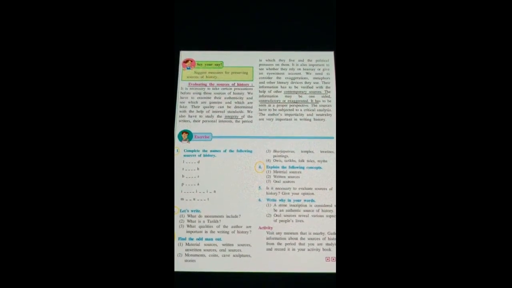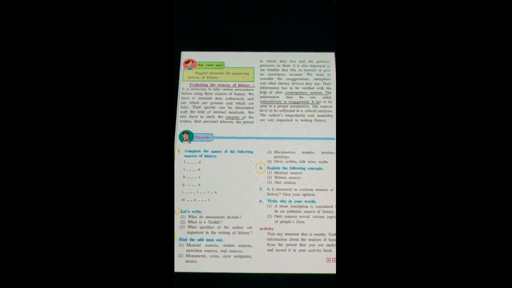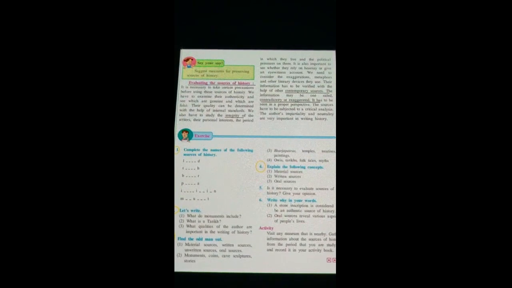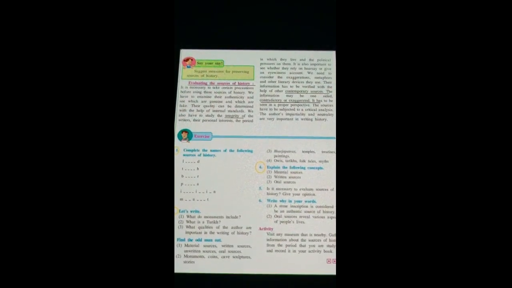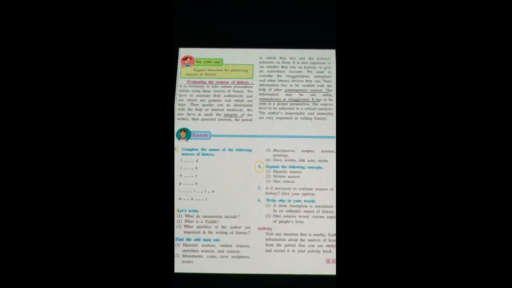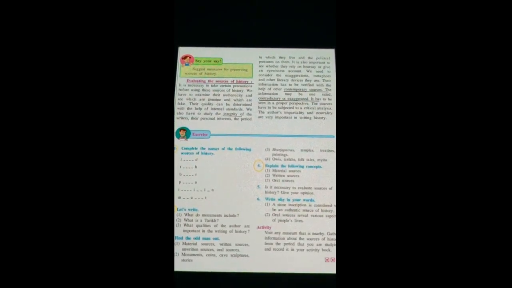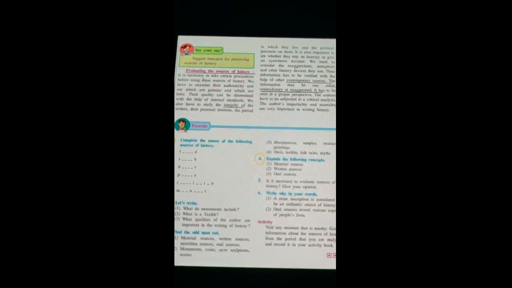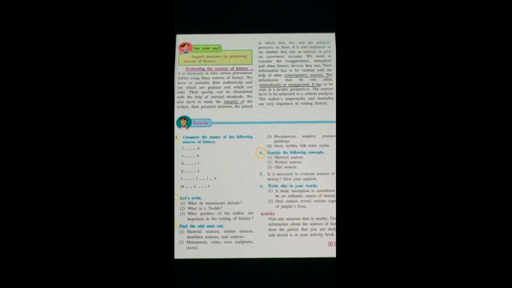We need to consider these literary devices so that the information can be verified with the help of other contemporary sources. Contemporary sources are those who were living and witnessed it at that time. The information may sometimes be one sided, contradictory, that is, opposed, and sometimes exaggerated, that is, overemphasized. So it has to be seen with a proper outlook, perspective.